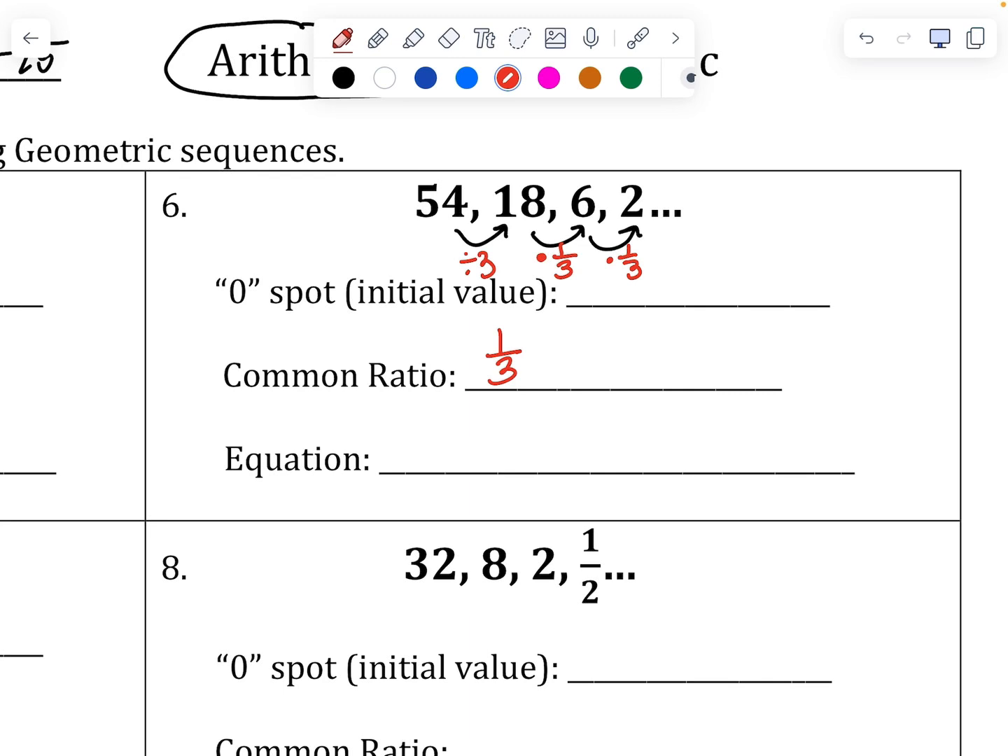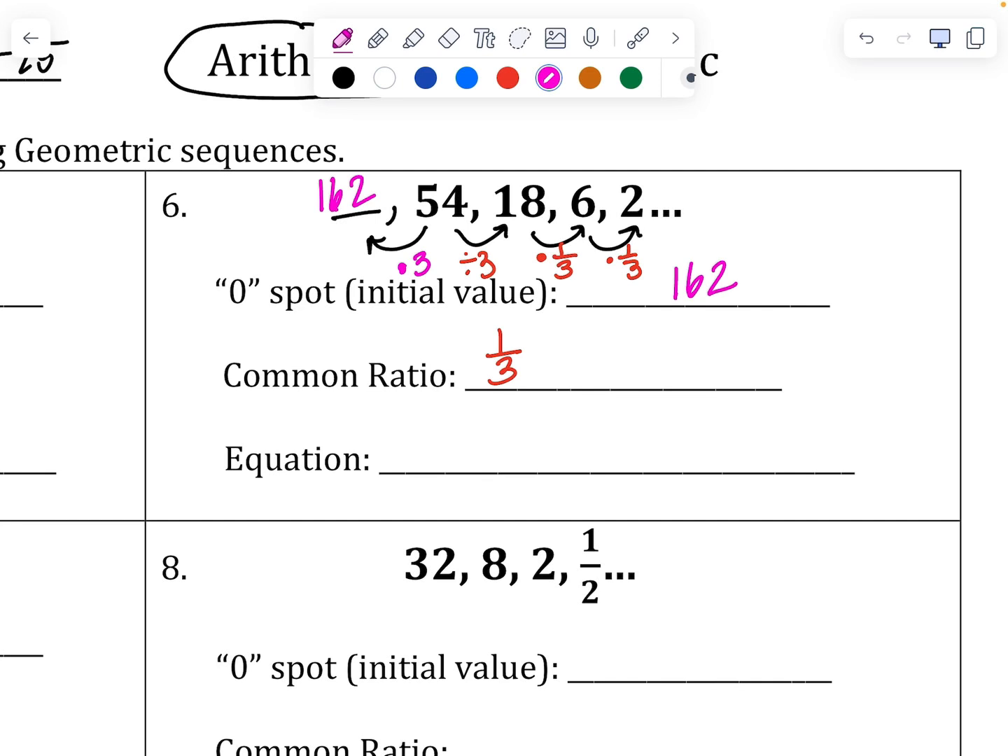How will I find my 0th spot? I go backwards. Instead of dividing by 3, I am going to multiply by 3. Plug that into your calculator. 54 times 3, that makes 162.